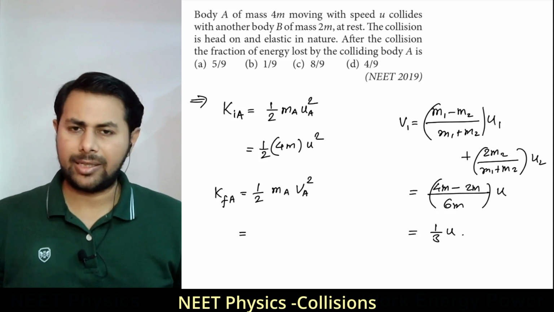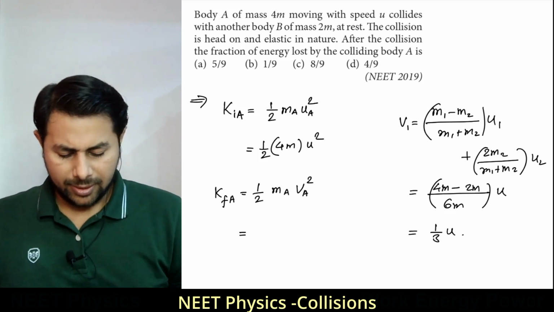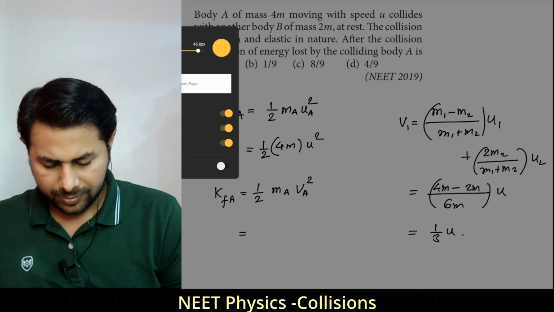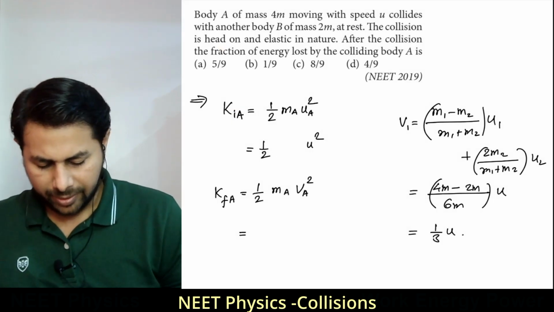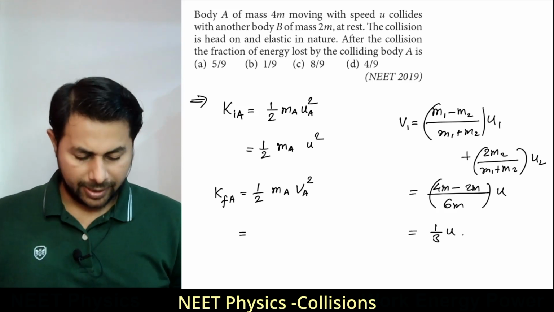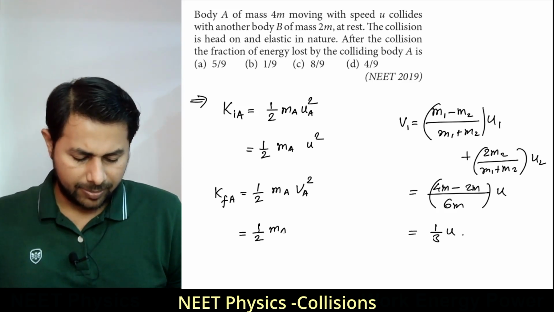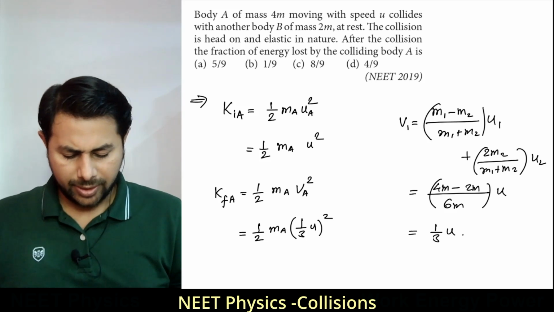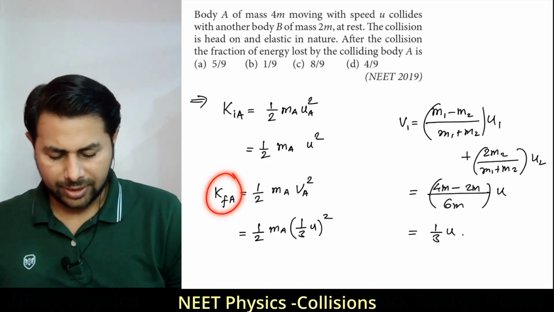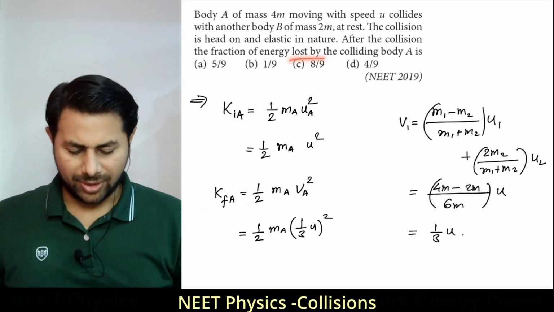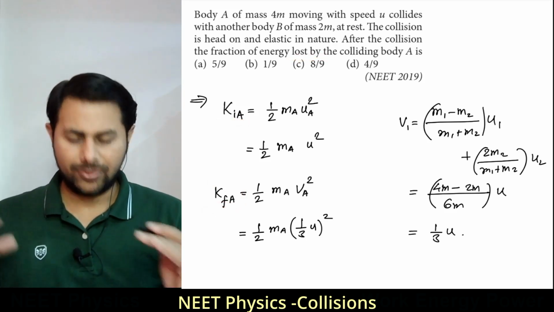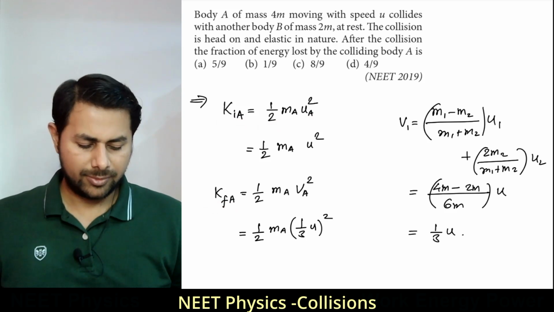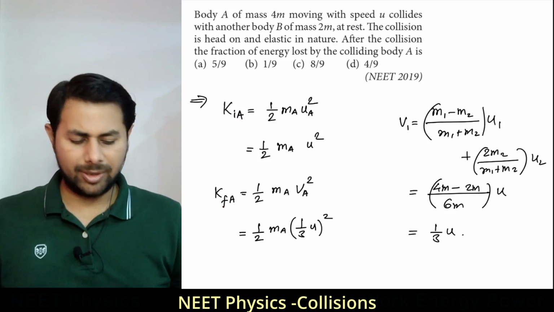So the speed becomes 1 by 3 of u. Even if we don't substitute mA, that's fine, so let's write mA over here. The final kinetic energy is half of mA multiplied by vA, which is 1/3 of u, squared. But what do you want? You want the fraction of the kinetic energy lost, right? This thing minus this thing will give you the kinetic energy lost, divided by the initial kinetic energy, which is the fraction. So what will that be equal to? Tell me.